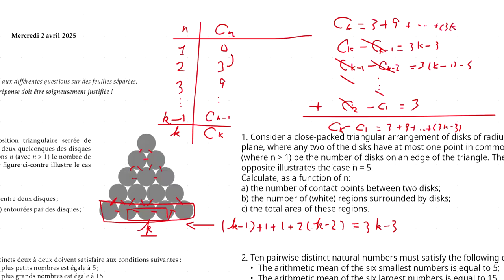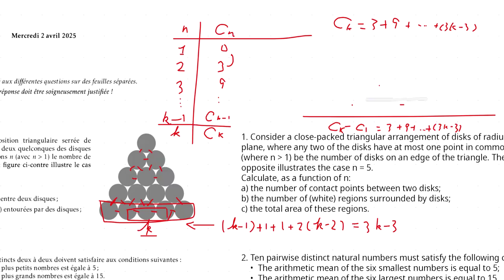This one is not so difficult, right? What you need to do is just add them up, and then you have the formula for Ck. For the rest, I'm skipping it because it's a simple addition.